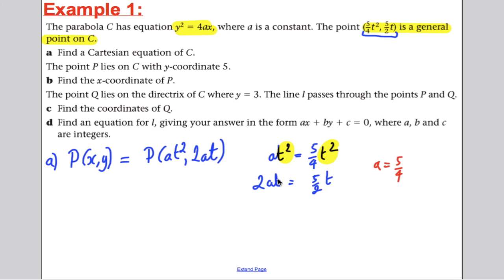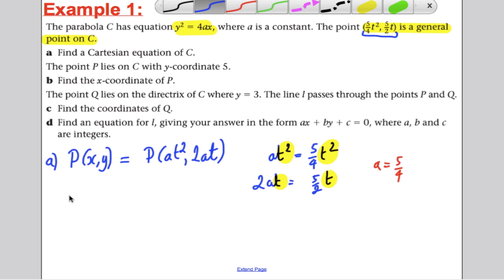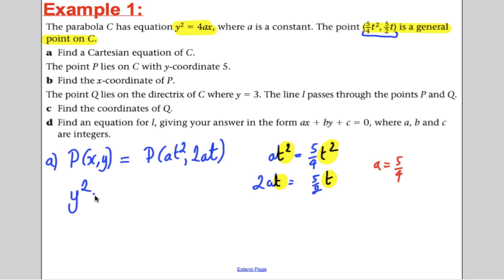And similarly here, just comparing t with t, 2a must be 5/2, so 1a must be 5/4. So we know the Cartesian equation of a curve is y² = 4ax, but we know a now, it's 5/4, so y² must be 4 multiplied by 5/4 times x. There's a 4 multiplying on top, a 4 multiplying on bottom, they cancel, so therefore y² is equal to 5x, and we have done part a.